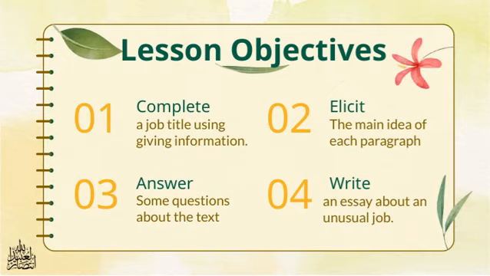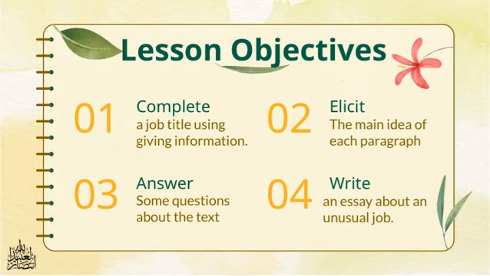All right, in this slide, we're focusing on the different activities we'll be doing today. First, we'll start by eliciting the main idea of each paragraph. This means I'll ask you to identify the key point or main message of each section. Next, we'll move on to writing an essay about an unusual job, which will help you practice your descriptive and narrative skills. Then, we'll answer some questions about the text to check your understanding and critical thinking. Finally, we'll complete a job title by using the information provided, which will reinforce your vocabulary and comprehension.